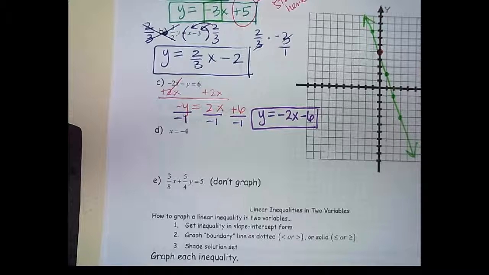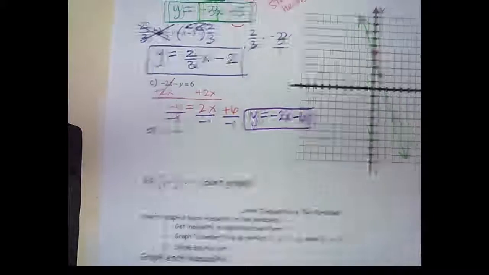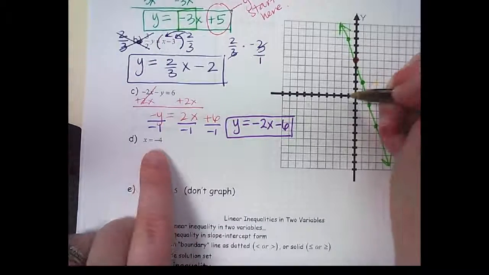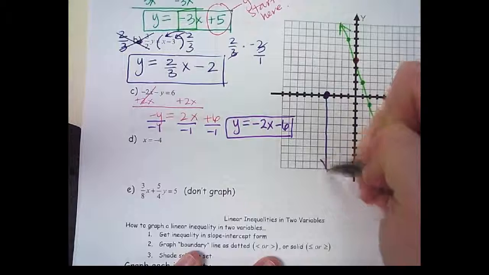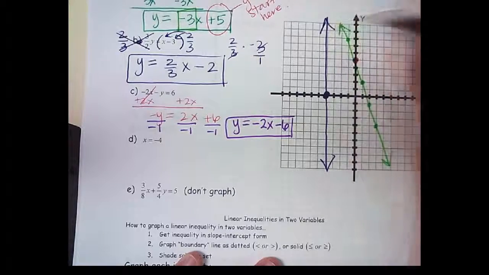Okay, on D, x equals negative 4. How would you graph that? X equals negative 4. Is it a vertical line or is it horizontal? It's vertical, so it's on the x-axis because it says x equals. So at negative 4 on the x-axis, I'm just going to put a point and graph straight up and down.